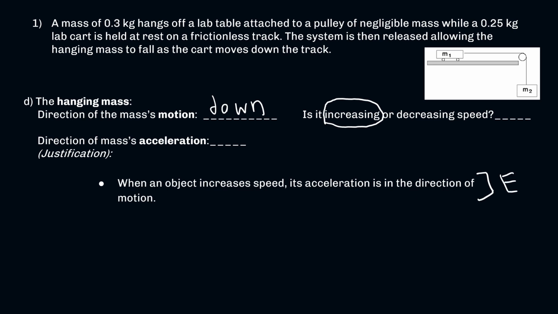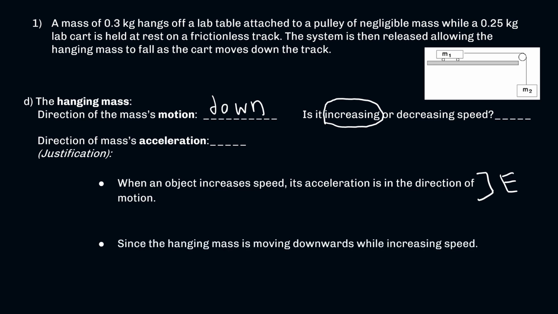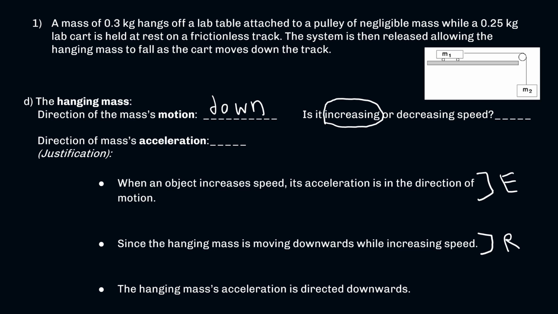Then I can have my reasoning that since this hanging mass is moving downwards while increasing speed, I can then make my claim that my acceleration is going to be directed downwards for this hanging mass. So the hanging mass's acceleration is directed downwards is going to be my claim.